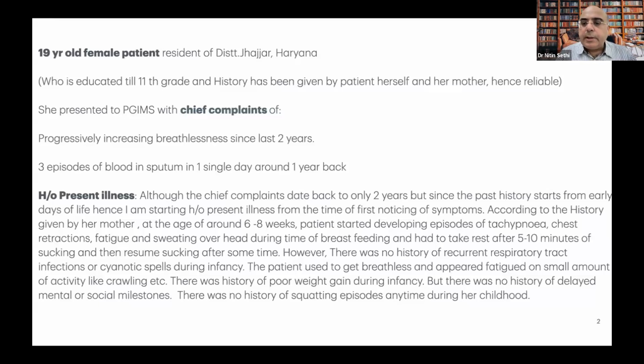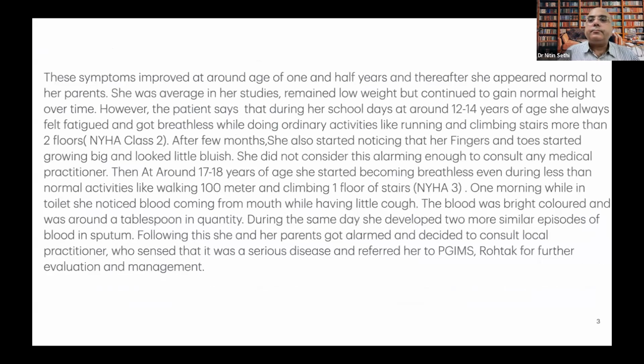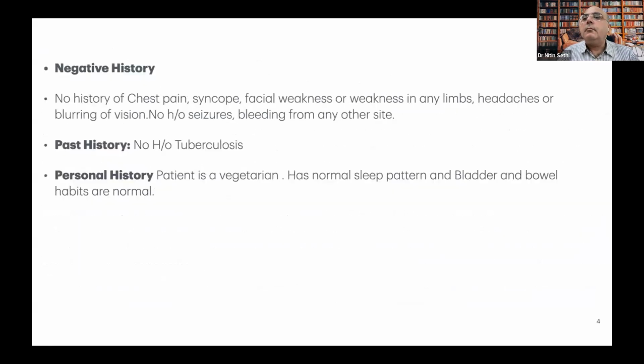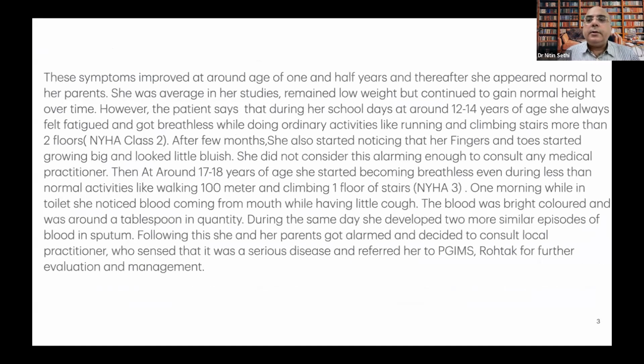The patient used to get breathless and appeared fatigued on small amounts of activity like crawling. There was history of poor weight gain during infancy, but there was no history of delayed mental or social milestones. There was no history of sweating episodes anytime during her childhood. These symptoms improved at around the age of 1.5 years, and thereafter she appeared normal to her parents.